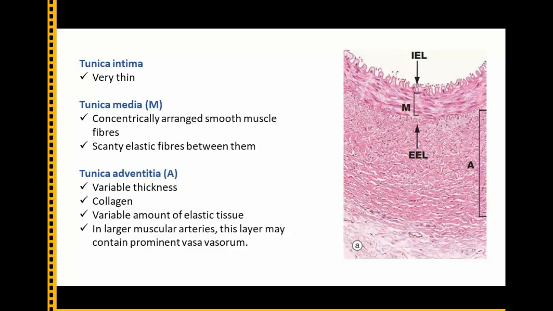So, when muscular arteries differ in size, the thickness of adventitia differs too. It has a variable thickness and has collagen and a variable amount of elastic tissue. In large muscular arteries, they have vasa vasorum.